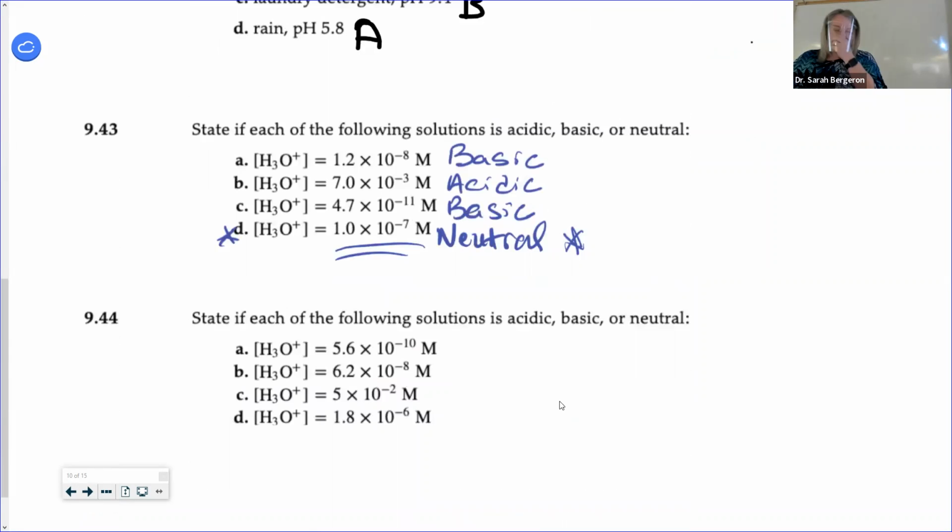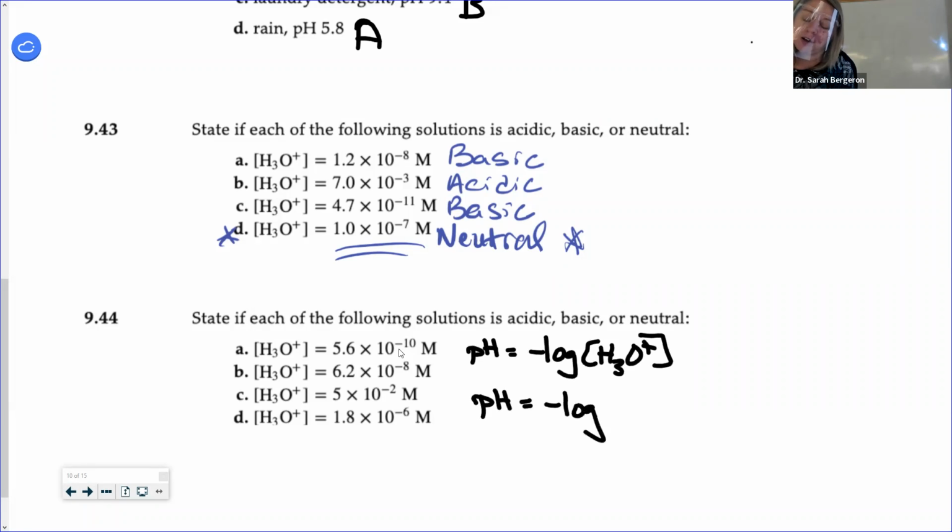Now, I look at these numbers. Can you tell me real quick, is A acidic or basic? You really had to think about it, right? It takes you more time. So my suggestion to you is don't try to analyze it. Convert it to pH. pH is equal to the negative log concentration of H3O plus. So for A, my pH is equal to the negative log of 5.6 times 10 to the minus 10.